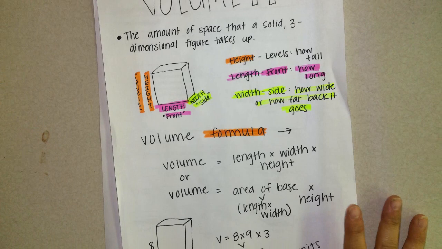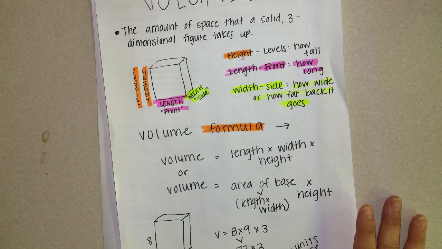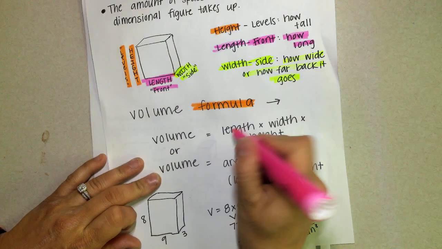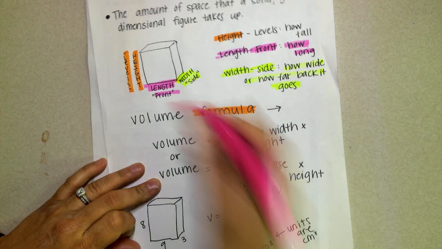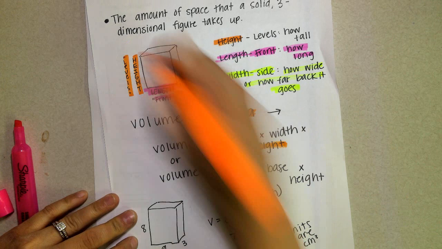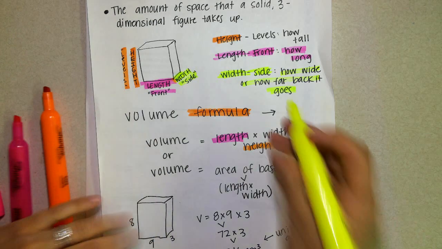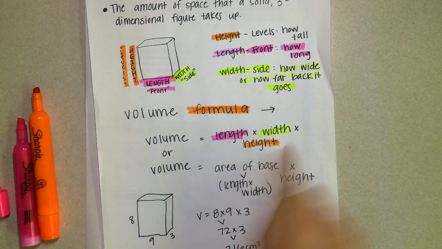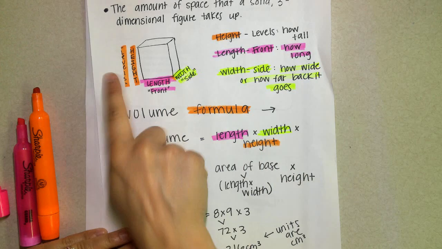And so with your formula, you will do those three numbers multiplied by each other. You'll do the length, that length. You'll do the height, that height. And you'll do the width. Now, since this is multiplication, it doesn't matter the order in which you multiply these three numbers, which is really cool.